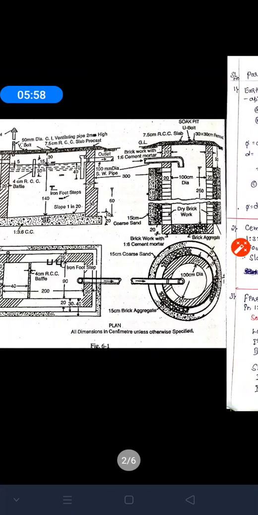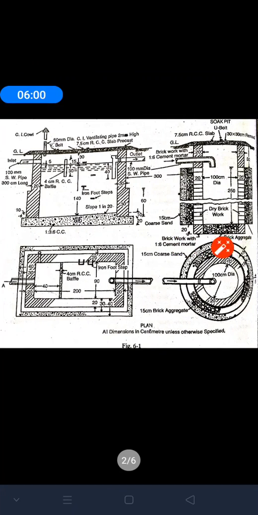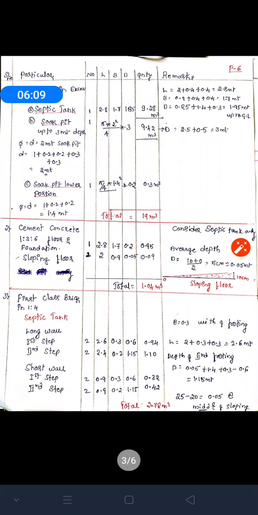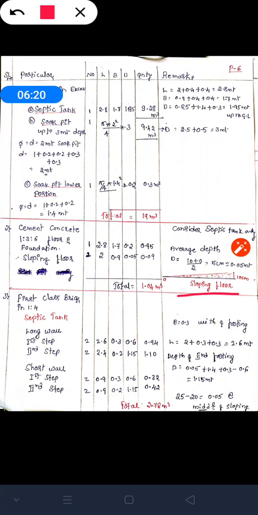So the length will be that of the inner portion. This will be only at the inner position. So from edge to edge, 2 into 0.9 into 0.05 is the depth. Then we got the quantity of the sloping portion as 0.09. Then after adding both the quantities we got 1.04 meter cube. In the remarks column we can see the calculation of the sloping floor. Okay, so that is all about the CC bed.